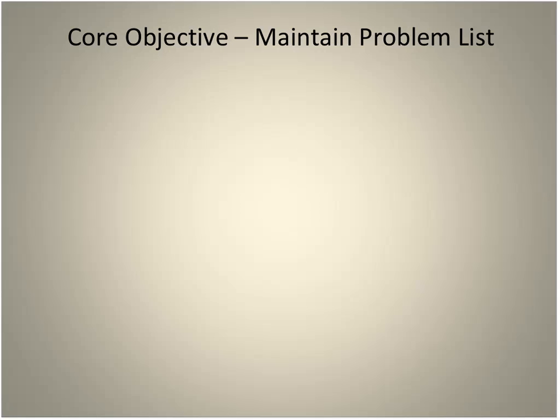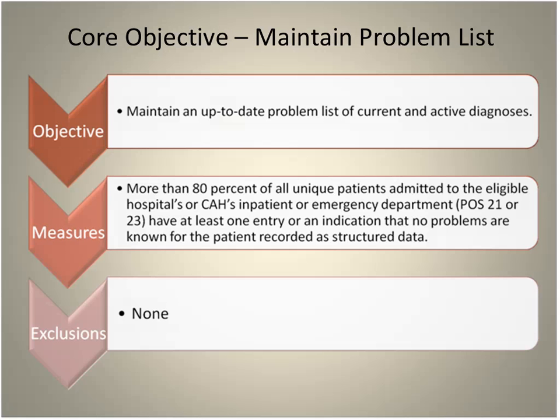Let's move into the first one, and that would be maintain problem list. So we'll see that we need to maintain an up-to-date problem list. Kind of redundant because they also say of current and active diagnoses. So we want to make sure that the information is as fresh as possible and that it's maintained in the certified EHR.